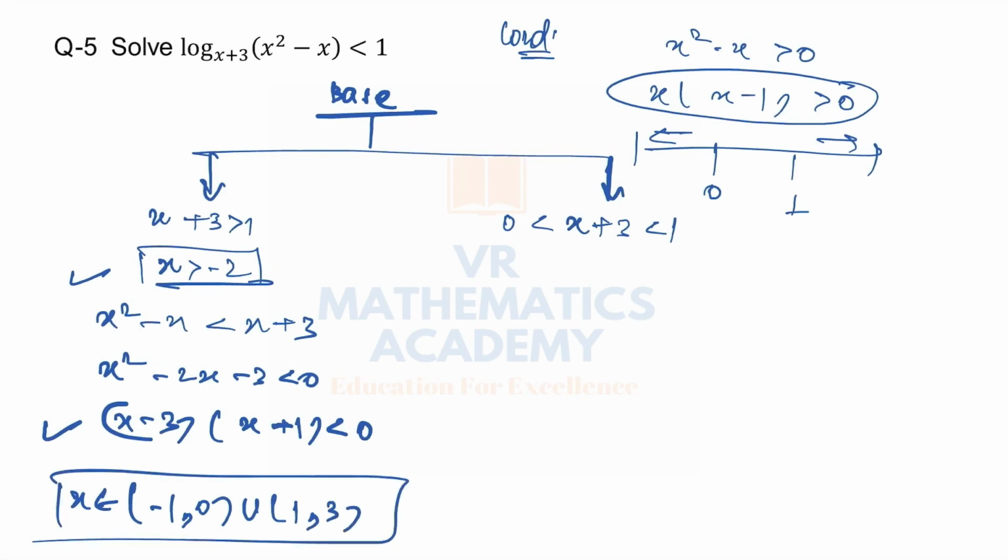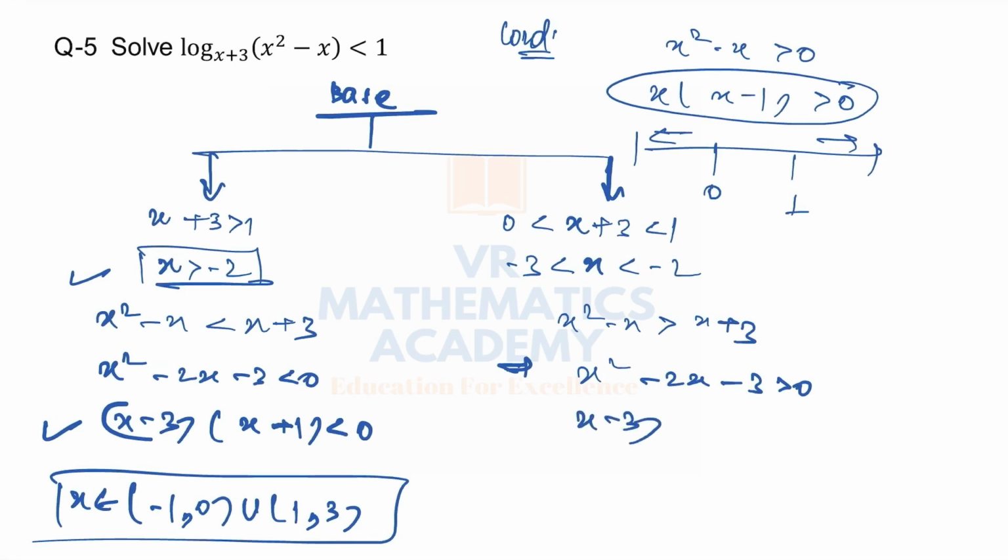This is the solution. But when we take the second case, base less than 1 and greater than 0, that is, in that case x will be less than minus 2 and greater than minus 3. So in that case x square minus x will be greater than x plus 3. So it will be x square minus 2x minus 3 greater than 0. That is (x minus 3)(x plus 1) greater than 0.